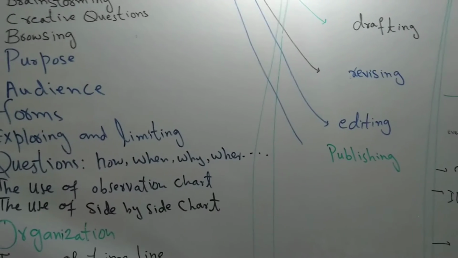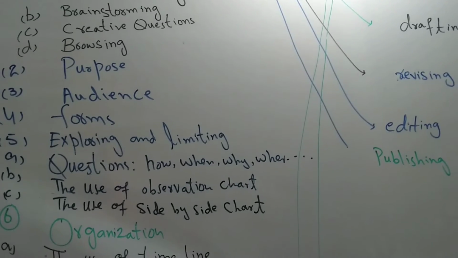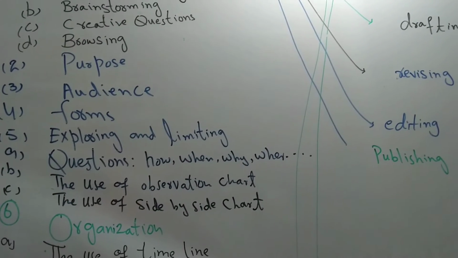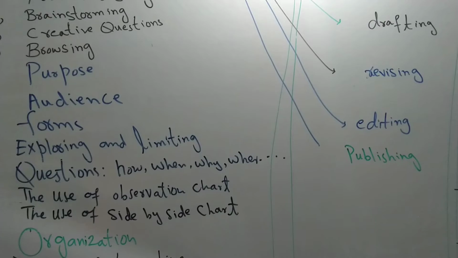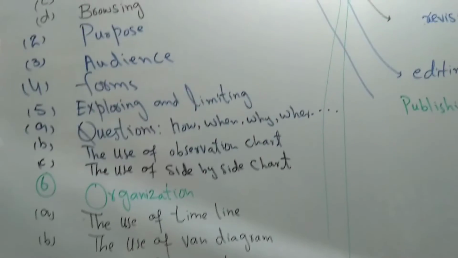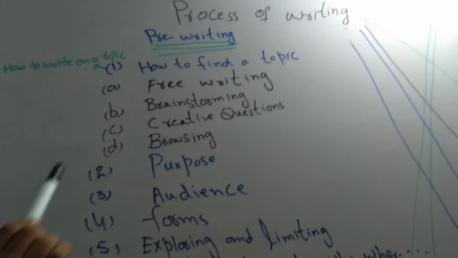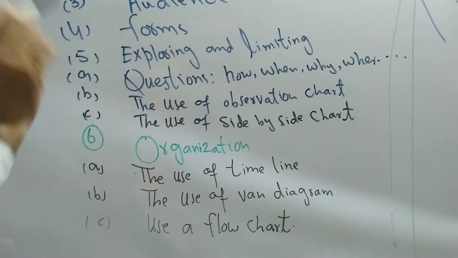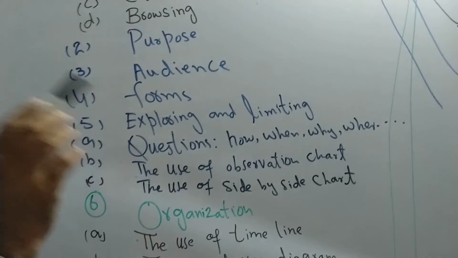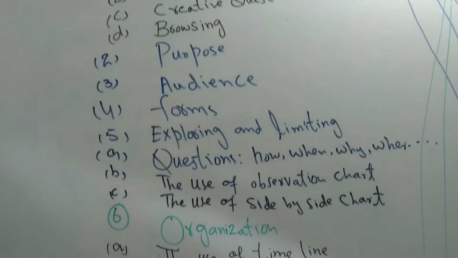Then use a flow chart. Suppose step 1, step 2, step 3, and step 4. And by the way, you will be able to write in a useful way. So this is the process of writing: free writing, how to find a topic, free writing, brainstorming, create your question, browsing, purpose, ideas, forms, exploring and limiting, questions how, when, where, the use of an observation chart, the use of a side-by-side chart, then how to organize, the use of a timeline, the use of a Venn diagram, the use of a flowchart, and so on.